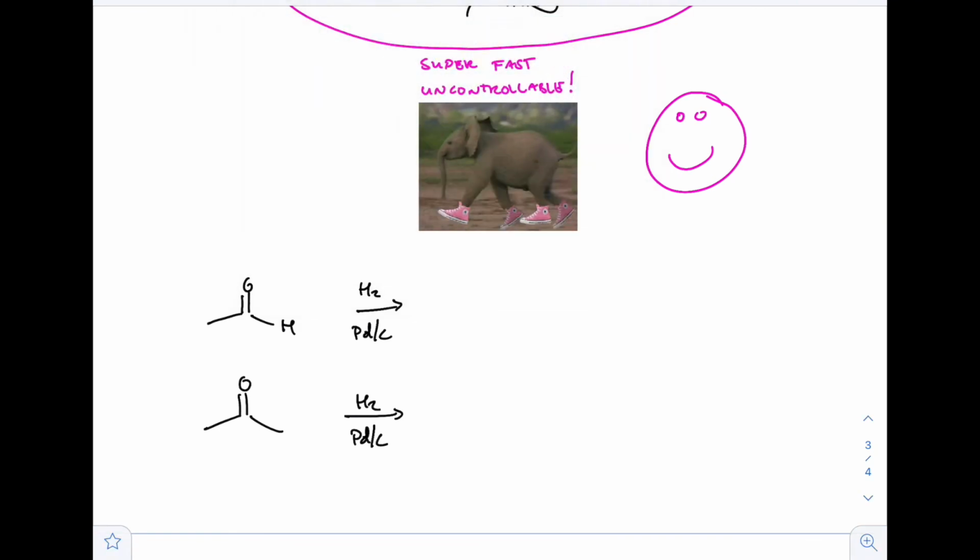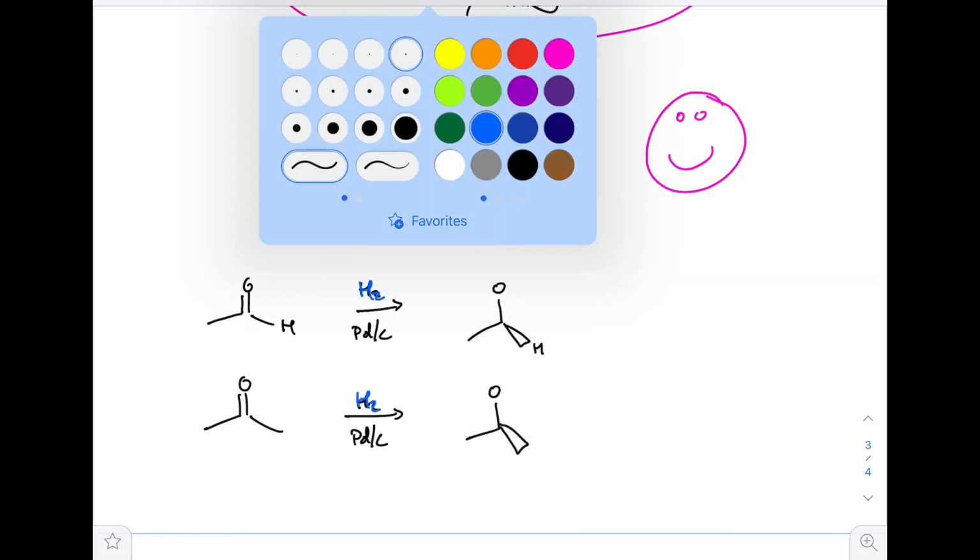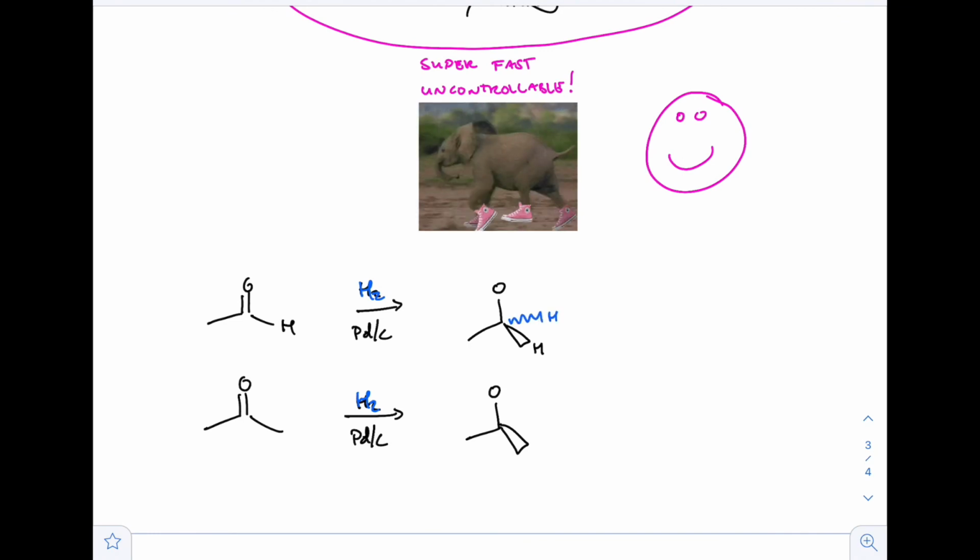If you have an aldehyde or a ketone with hydrogen and palladium on carbon, you will do pretty much the same thing that you would do for an alkene, which is add a hydrogen to those atoms that are in that pi bond, so the carbon and the oxygen in this case.